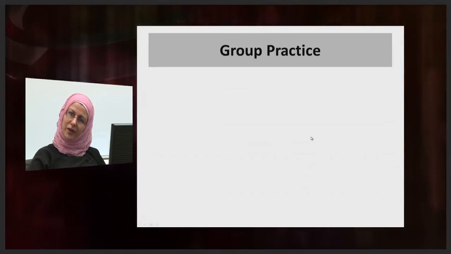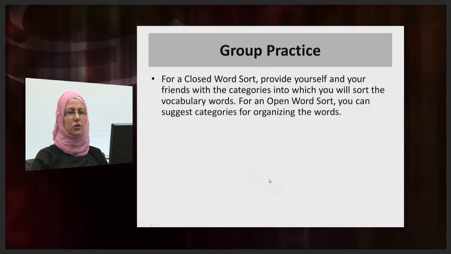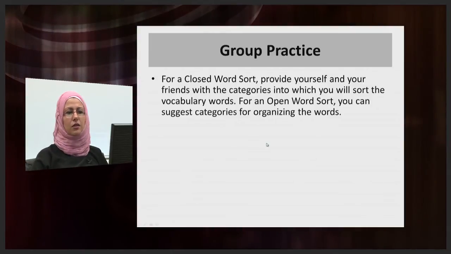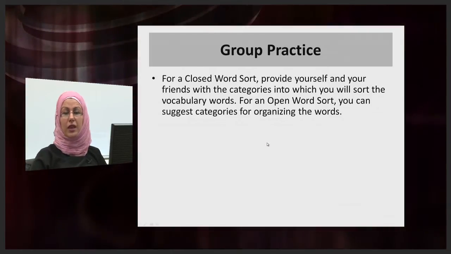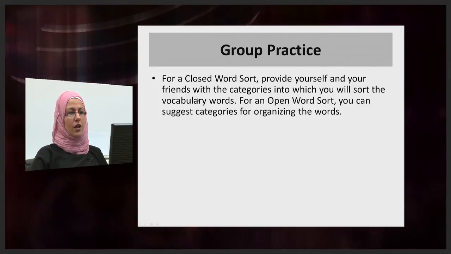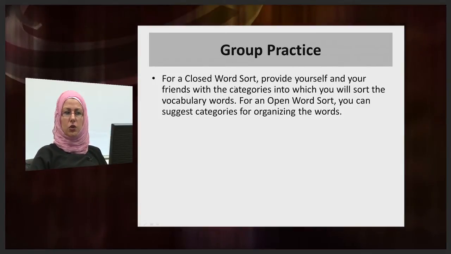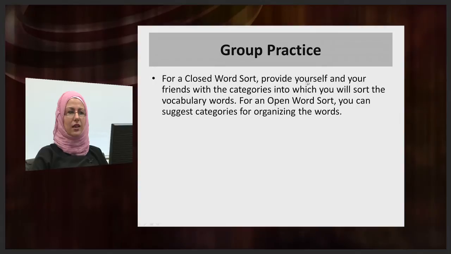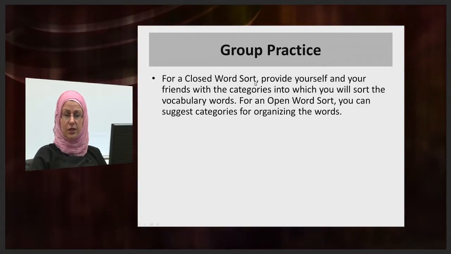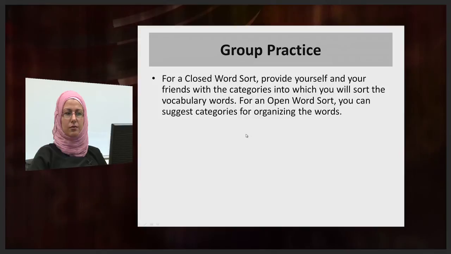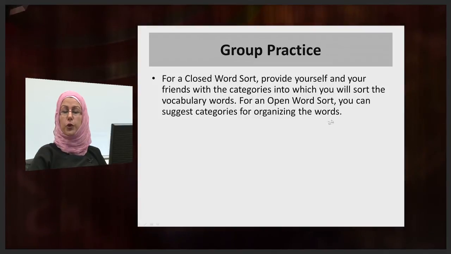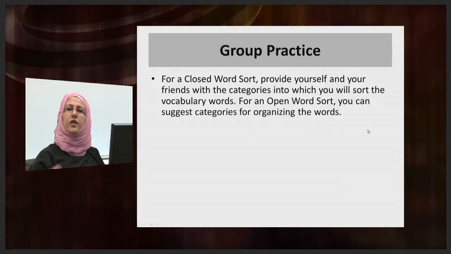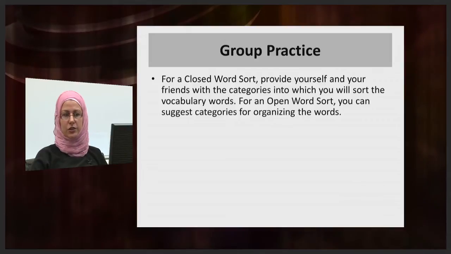This kind of strategy can be practiced in a group. So with a group of your friends, your brothers, sisters, you can take or use help from anybody around you. It can be a closed word sort or an open word sort. For a closed word sort, provide yourself and your friends with the categories into which you will sort the vocabulary words. For an open word sort, you can suggest categories for organizing the words that you have found or come across in the reading selection.